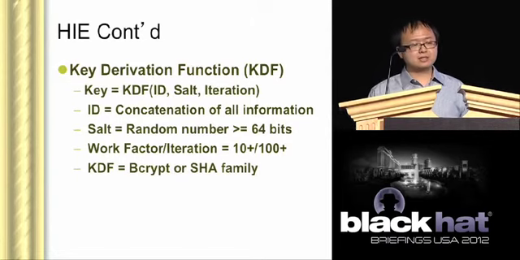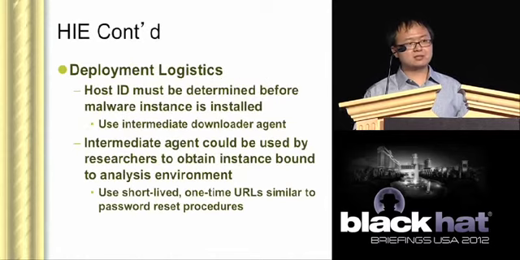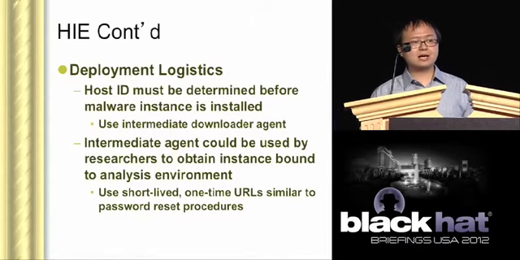And the last thing to consider is deployment. To deploy a binary that is protected by HIE, we need to collect the host identifier before we can send the malware to the client for installation. And usually, when you attack the computer, the shellcode is short and it is not capable of collecting and submitting that information. So as in Flashback, we have to use some intermediate download agent. But one particular problem with the download agent is once the analyst captures this download agent, you can use this agent to download samples that are bound to the analysis environment and analyze them there.